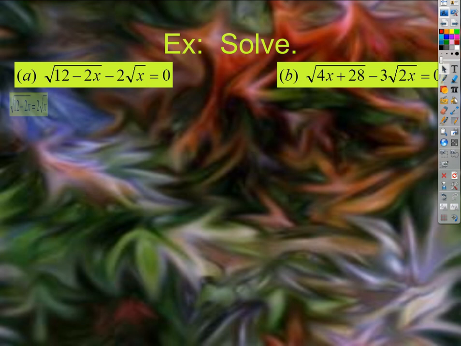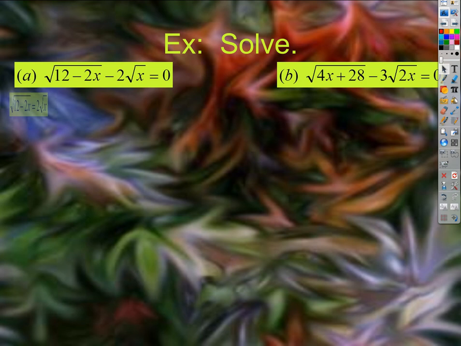Now, it's not going to be completely isolated. It's still got this 2 out front. But that's not a big deal. If I square both sides now, what's going to happen? If I square the left side, what's that going to end up being? Yeah, 12 minus 2x. I'm just going to simply undo the radical, correct?